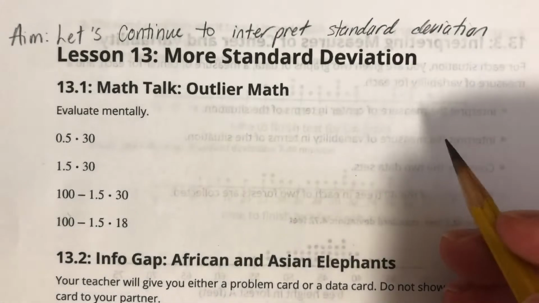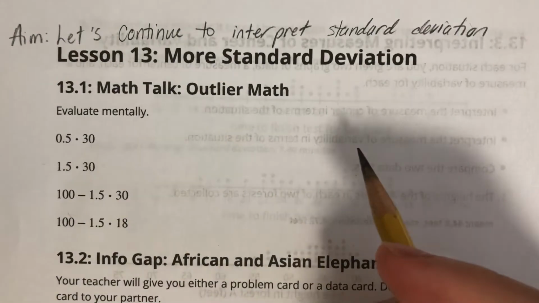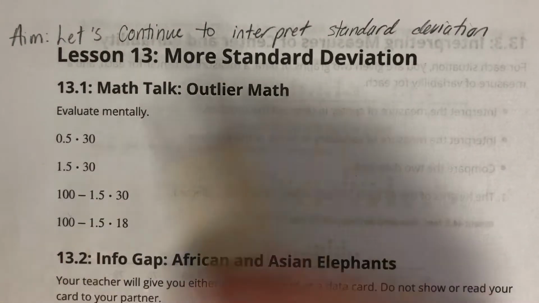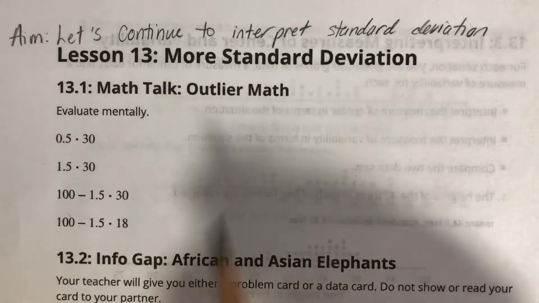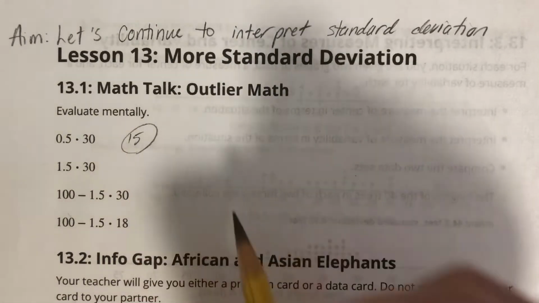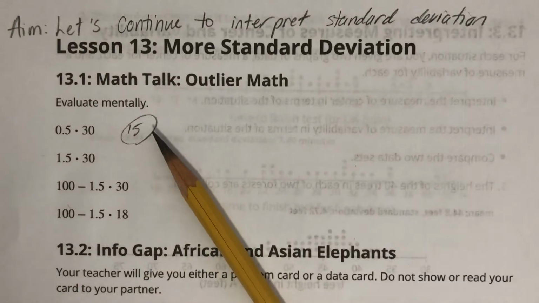Okay, so I'm going to show a few strategies that I use for evaluating these mentally. All right, so the first thing, this is 0.5 times 30, really just saying half of 30, and I just know half of 30 is 15. How do I know that? You know, when thinking about like increments of 15 minutes, that's something that we think about a lot in terms of time, half an hour.